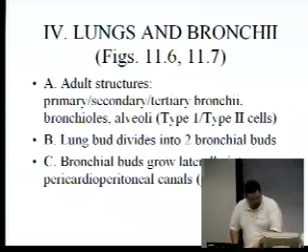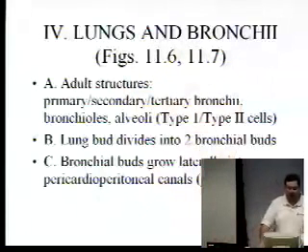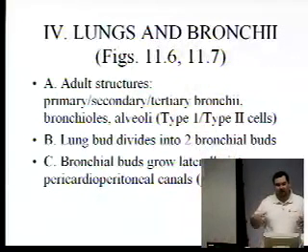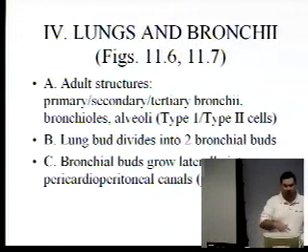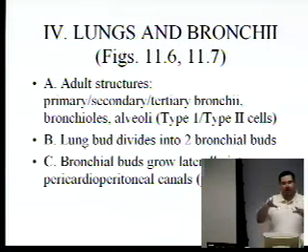All right. So the adult structures. There we go. You have the trachea, which branches off into the primary bronchi, and those primaries branch off into the secondary. The secondaries branch off into the tertiary bronchi, and you just keep getting these smaller and smaller little divisions of the respiratory tubes.